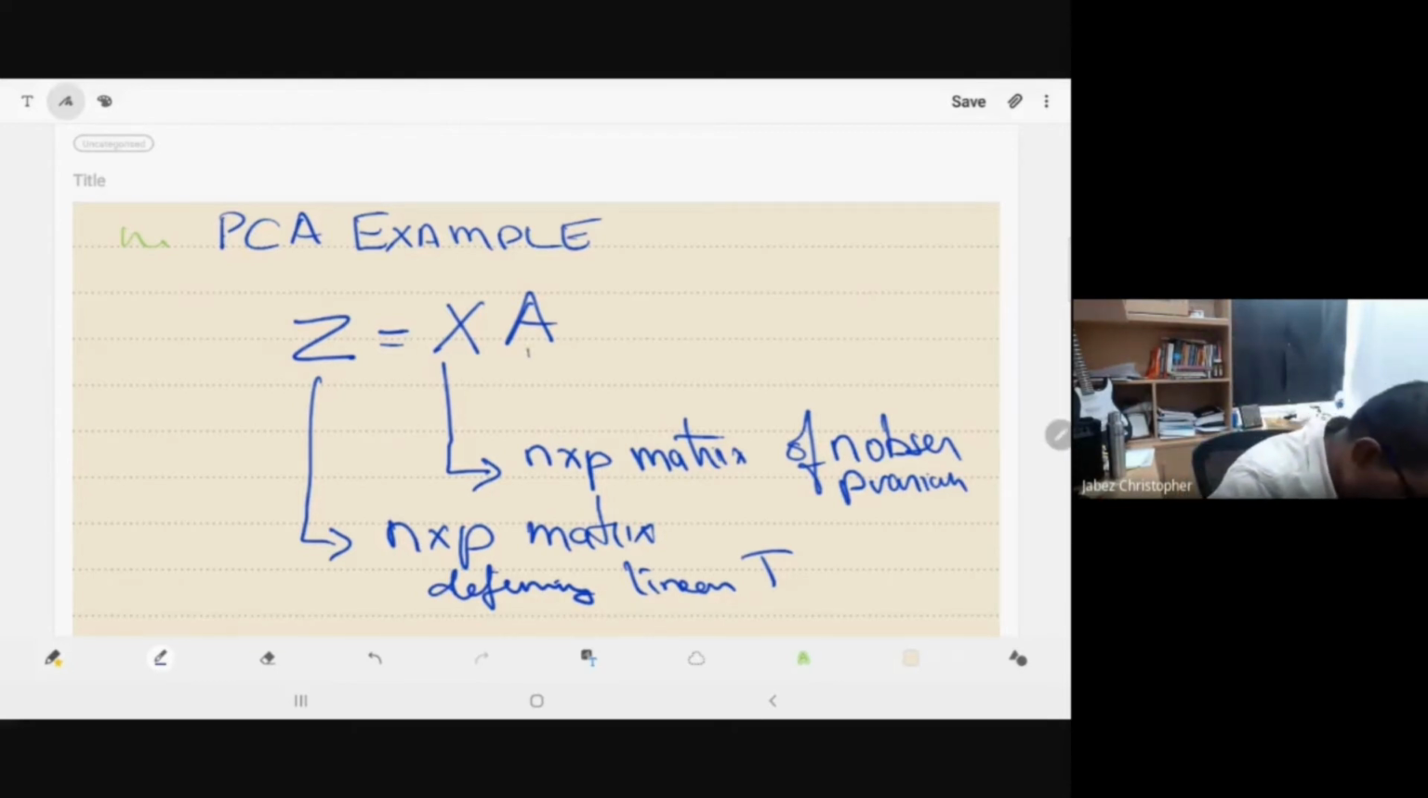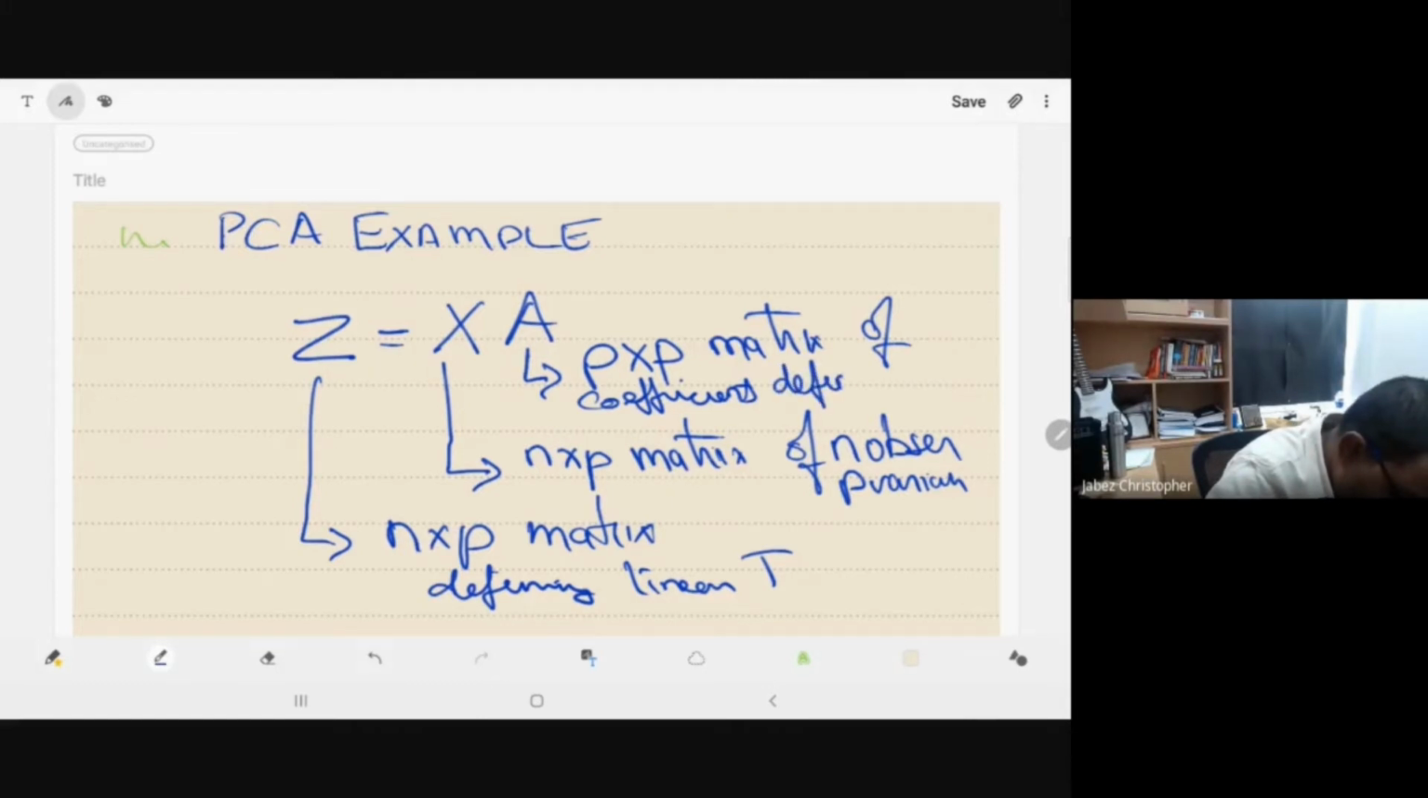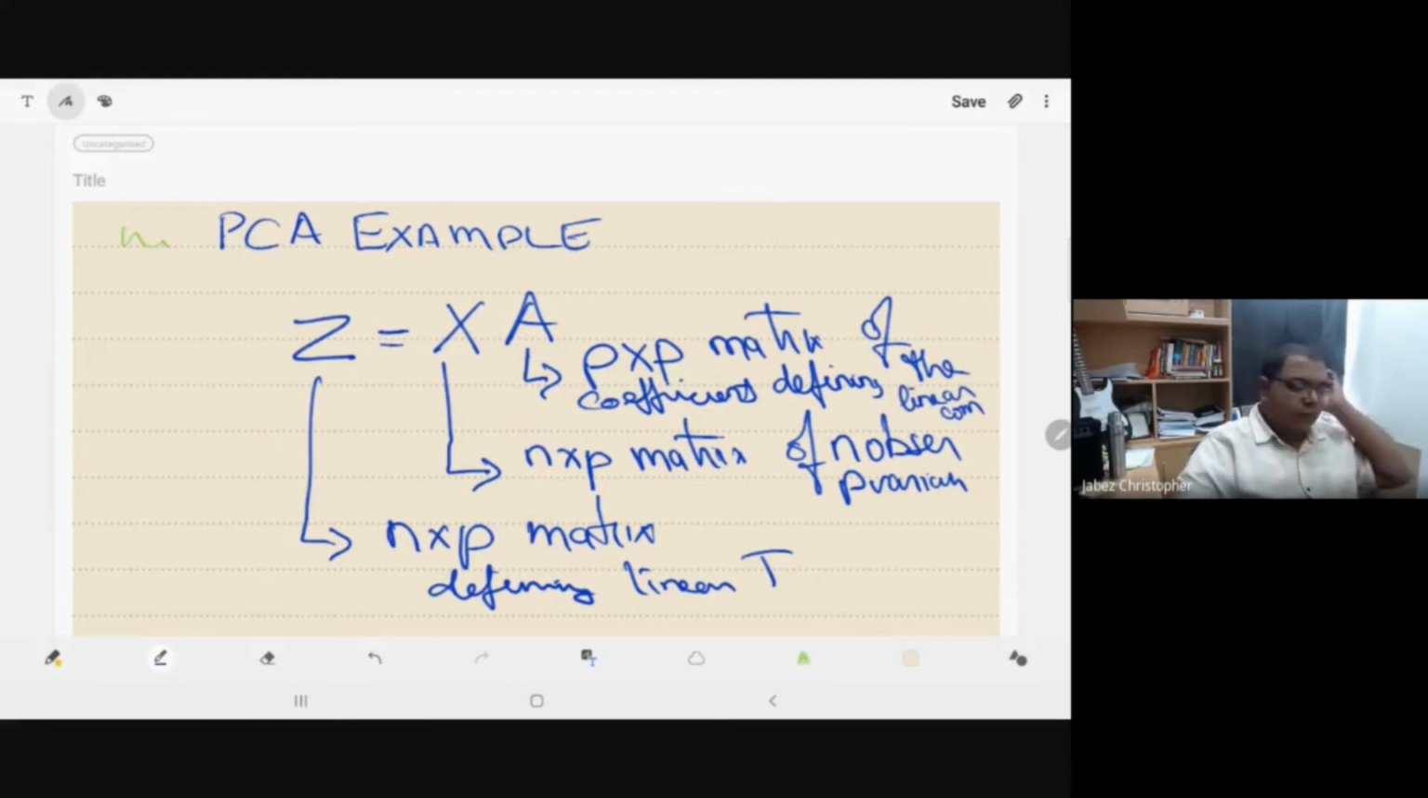And what is A? This is a P cross P matrix of coefficients defining the linear combination. I hope that day we wrote the full expansion of this: Z1, Z2, Z3, all the components with X1, X2, X3, and A1, A2, A3, right? We wrote that on the day.